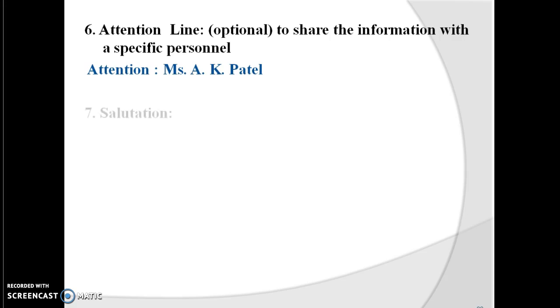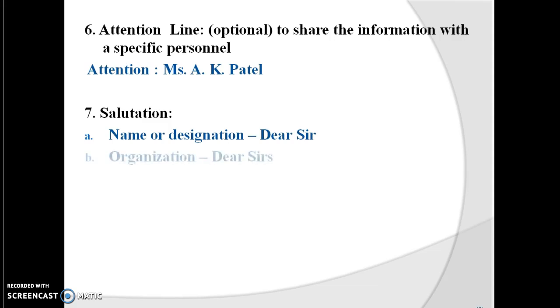Now the next element is the salutation. We usually write "respected sir" as a salutation, but in a business letter it is alright if you write "dear sir." You write "dear sir" when your letter is addressed to the name or the designation of the receiver. But if the inside address is to the name of the organization, then we have to write "dear sirs."